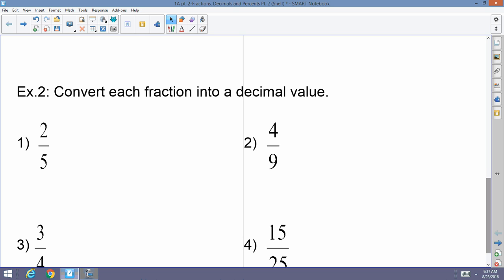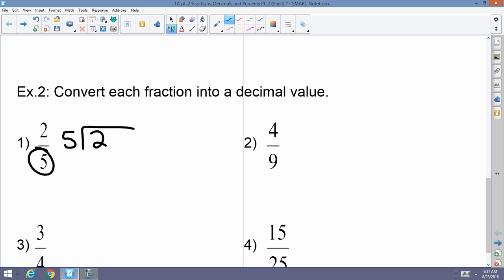So if I want to convert each of these fractions into a decimal value, and I have 2/5, go ahead and simply divide. So 5 goes into 2 how many times? Please remember that the denominator always goes outside. That is the divisor. And the numerator always goes on the inside. That is the dividend. So 5 cannot go into 2, but you go ahead and add your decimal. Bring it up so you don't forget. Add a 0. 5 goes into 20 4 times. So 0.4 is the decimal version of 2/5.